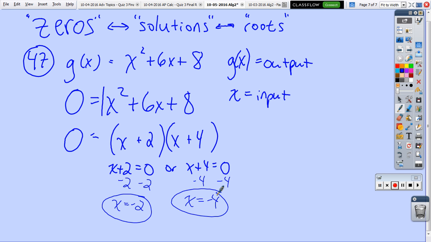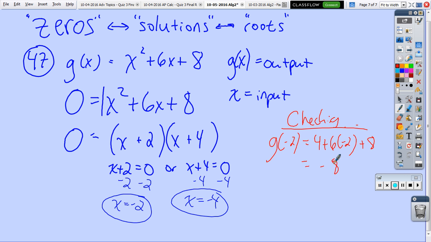And how could you check them? Plug it in. If I let x be negative 2, well, okay, so now we're checking. I let x be negative 2, so g of negative 2 would be equal to 4 plus 6 times negative 2 plus 8, which is equal to negative 8 plus 8, which does equal 0. So this checks off. That one works. That is definitely a 0 of the function.